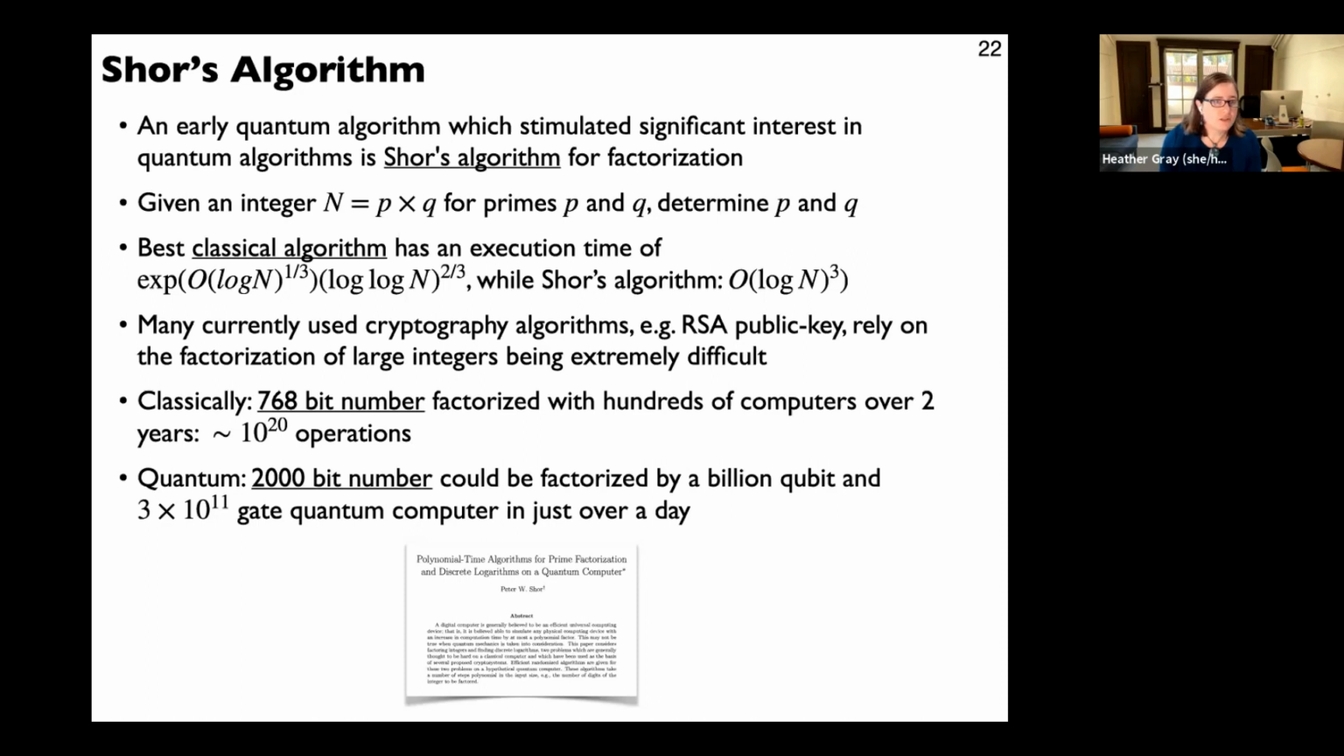Whereas if we use a quantum algorithm, one could think about factorizing a 2,000-bit number with a billion-qubit, 10 to the 11 gate quantum computer in just over a day. Of course, we do not have such a quantum computer just yet, but it shows you the scale: if one could build one, then you can really go far beyond what we're able to do classically.